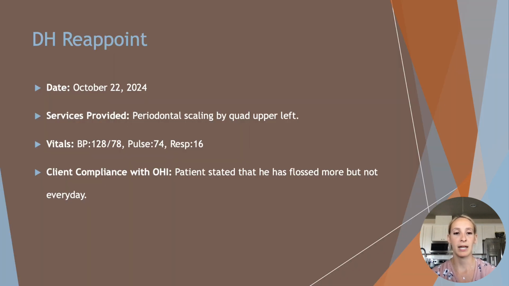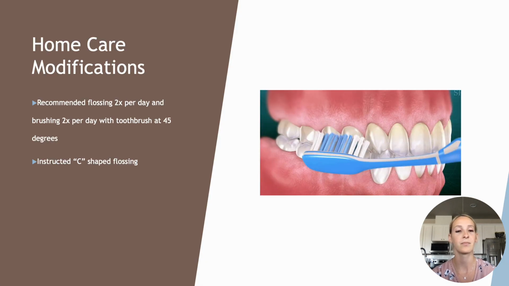I saw him again on October 22nd, 2024, where we did periodontal scaling by quad, starting in the upper left. Blood pressure 128/78, pulse 74, respiration 16. Patient had stated that he is flossing more, but not every day. So I recommended flossing 2 times per day, brushing 2 times per day with the toothbrush at a 45-degree angle, and instructed the C-shaped flossing again.